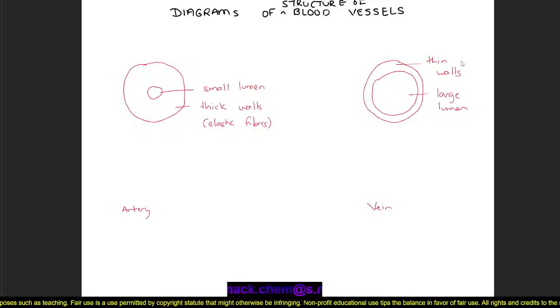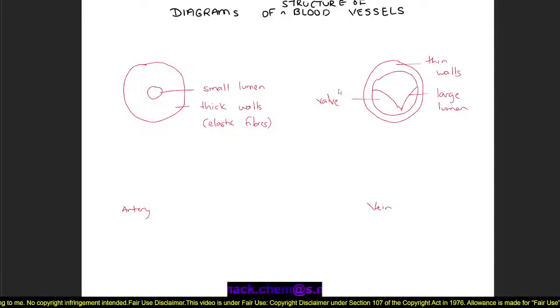So essentially what I'm saying is the artery needed thicker walls to withstand high blood pressure versus a vein which does not require thick walls in order to withstand any high blood pressure. Only blood flowing through arteries flows at a high blood pressure. One other part of the structure of a vein is that veins contain a structure called a valve.